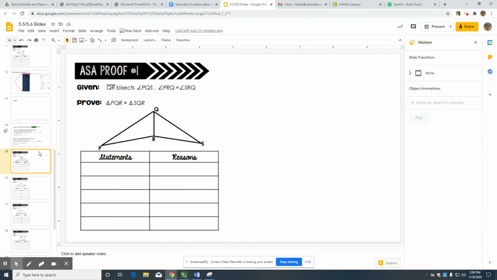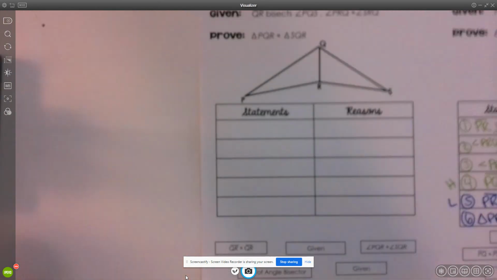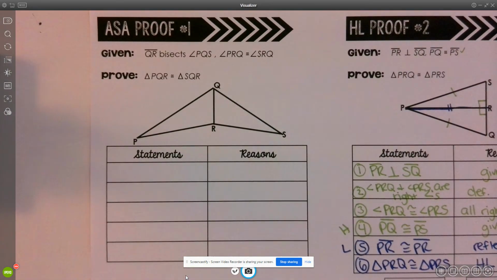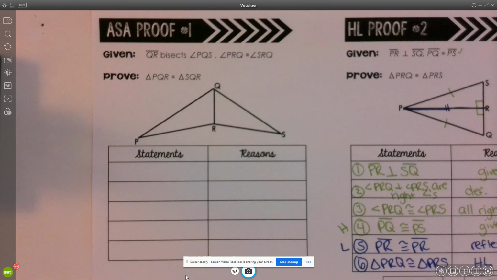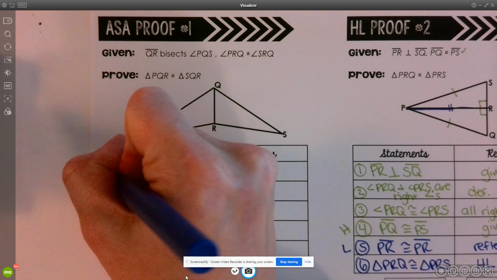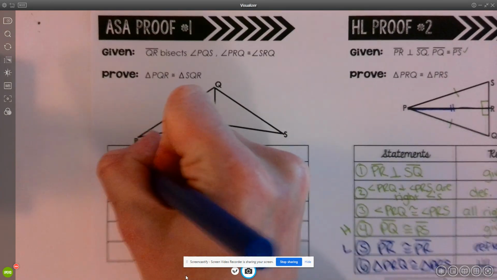So we're going to be heading to our proof workbook, the angle-side-angle proof number 1 on page 5. In this proof, they tell us line segment QR bisects angle PQS. So let's go ahead and add this into our 2-column proof.